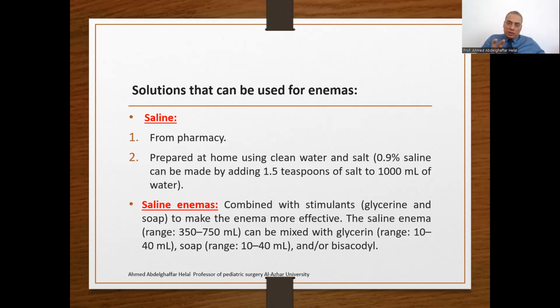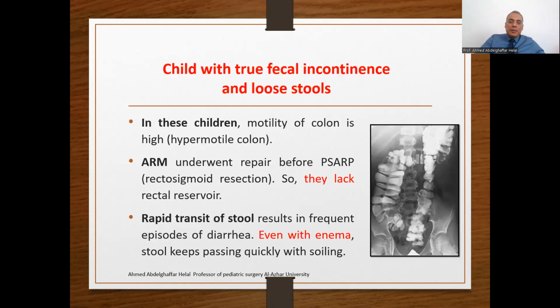So it's very important to know that you are dealing with a true fecal incontinence and constipated child. The challenge here is to find a suitable enema to clean this colon, and then you confirm with an X-ray. It's very important to add some stimulant like glycerin to the enema to make it more effective in cleaning. On the other hand, consider a child with true fecal incontinence and loose stool, a hypermotile colon.